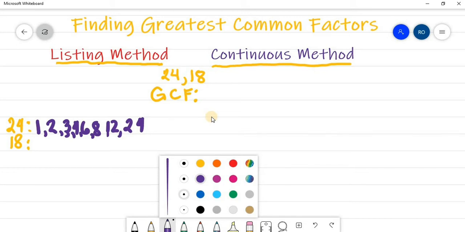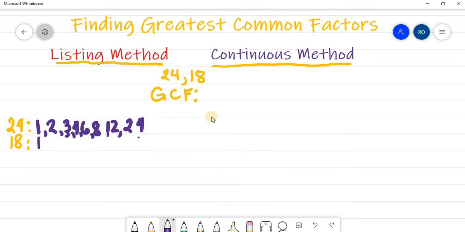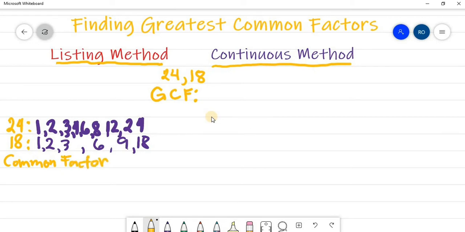So let's have 18. So we have 1 times 18. We have 2 times 9. 3 times 6. And that's all. So the factors of 18 are 1, 2, 3, 6, 9, and 18. Now, let's write their common factors. We have to identify first their common factors. So what are the common factors of 18 and 24?